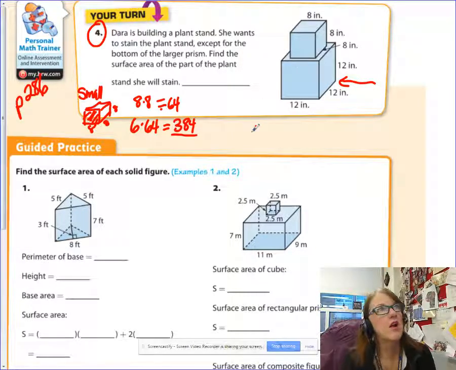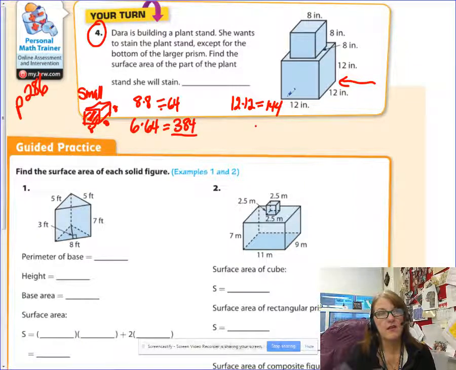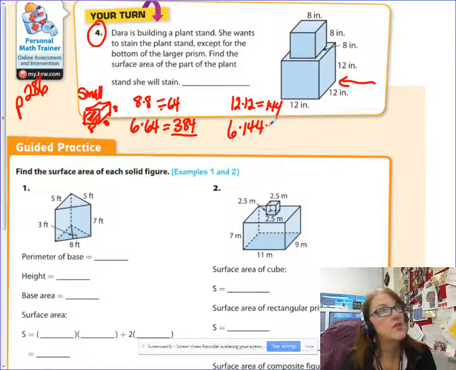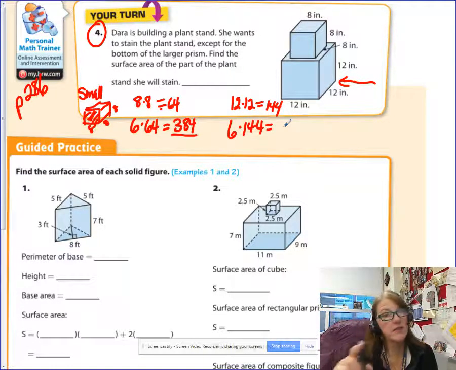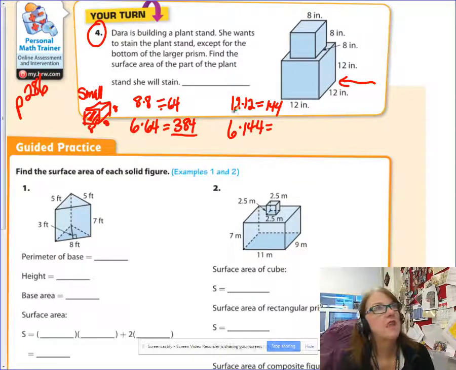Let's talk about the big box. The big box is the same thing. Every single face is 12 by 12. You have front, back, top, bottom, left, right. There's 6 of those. Now hold on, I know we just talked about the fact that she's not going to paint the bottom. Hang on. 600 and 240 is 840 and 24 more, 864. Check it on the calculator.